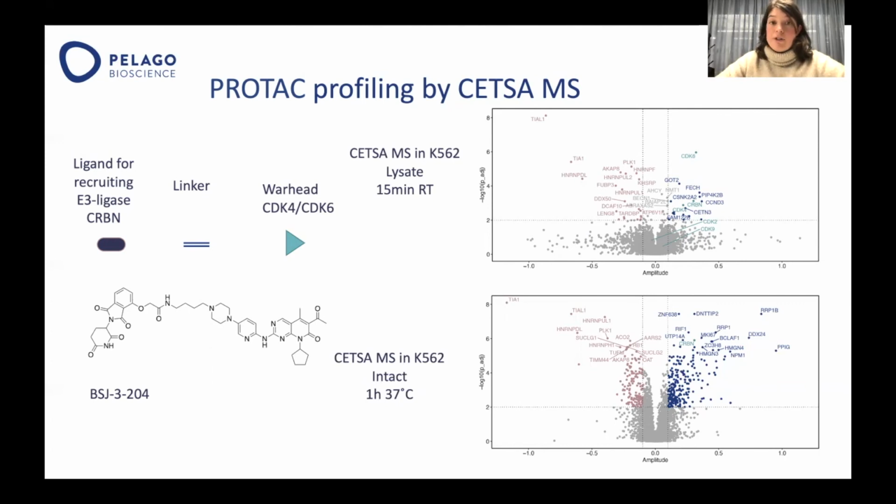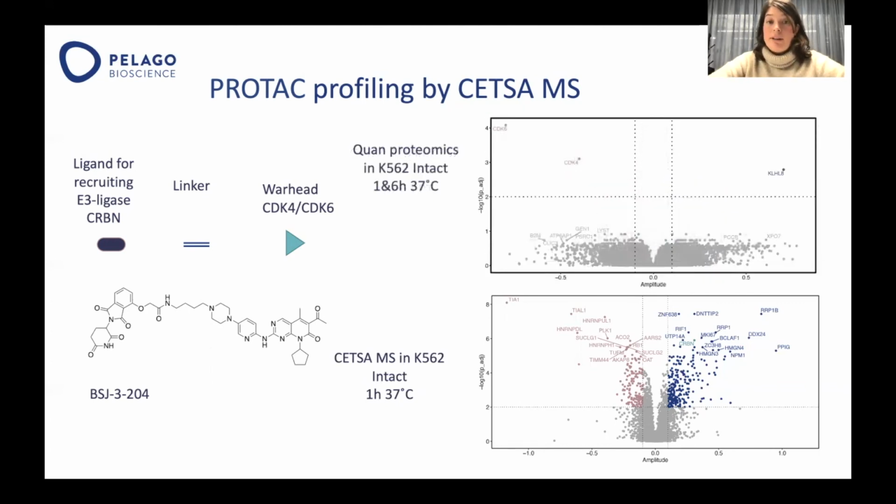We followed this up by doing quantitative proteomics in K562 cells, looking at the data after 1 and 6 hours at 36 degrees. And we could clearly see that we had an effect on the abundance level of these 2 primary targets. It was not any surprise that these 2 were being degraded upon the PROTACs acting as it should. We also identified 1 protein that had an increased abundance. This was kelch-like protein 8, which had an increased abundance upon compound treatment.